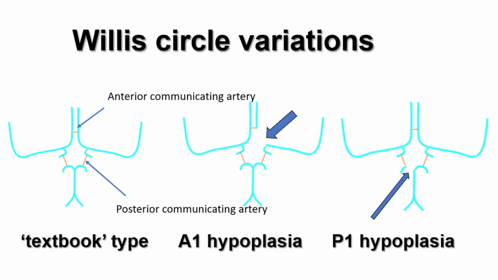In addition, if the P1 portion of the posterior cerebral artery is hypoplastic, the posterior cerebral artery territory is perfused from the internal carotid artery territory via the posterior communicating artery, resulting in a decrease in perfusion pressure in the posterior cerebral artery territory in case of internal carotid artery occlusion.